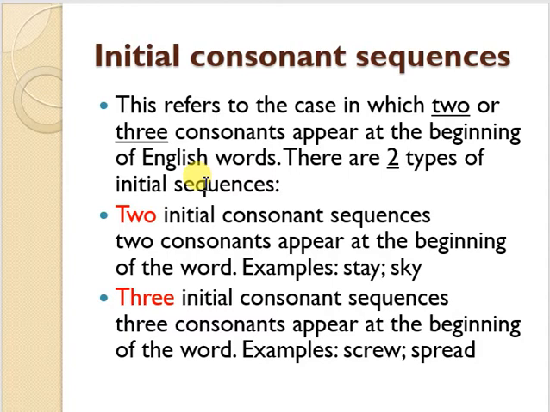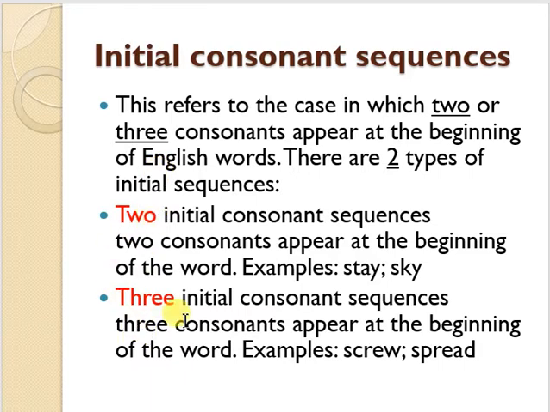No other language. So we have only two or three consonants appearing at the beginning of words. So the number of consonants appearing at the initial position of a word is limited. We have a limited number, only 2 and 3. There are two types of initial sequences: either two initial consonant sequences or three initial consonant sequences.